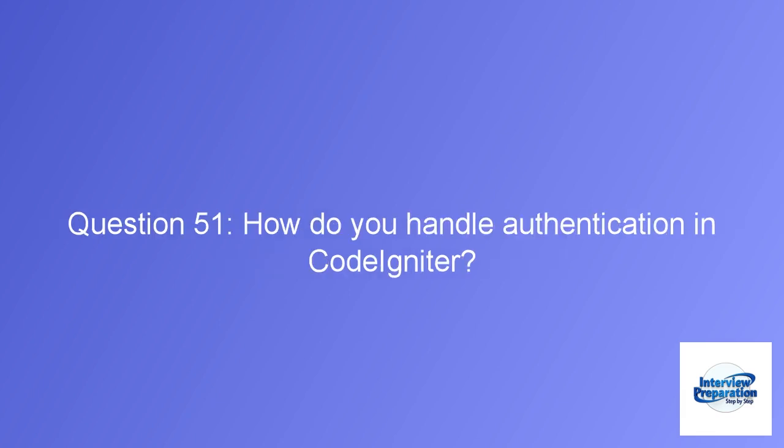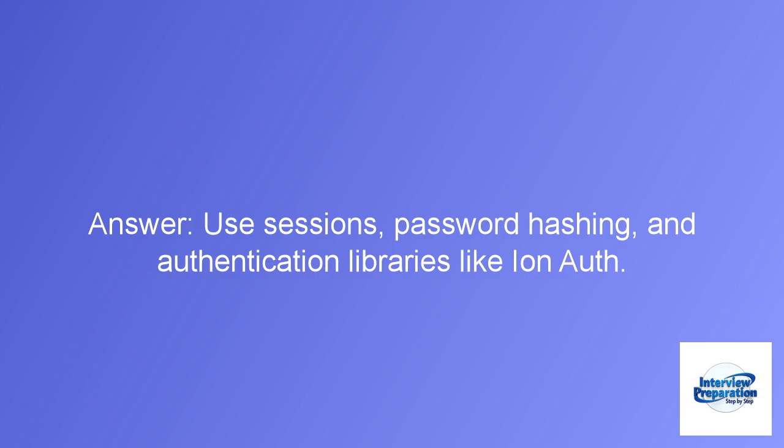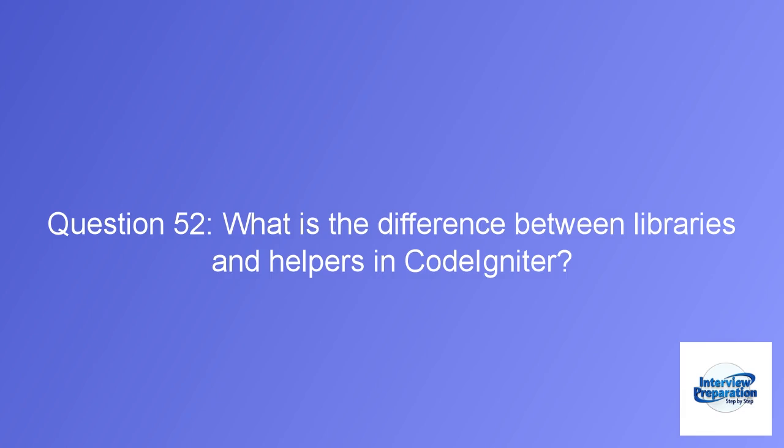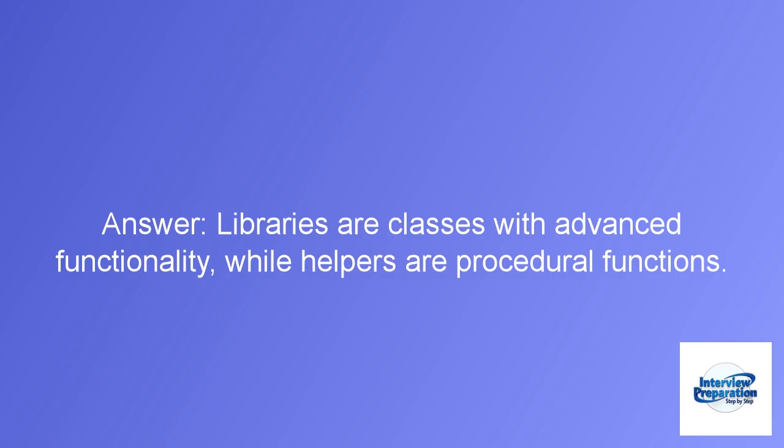Question 51. How do you handle authentication in CodeIgniter? Answer. Use sessions, password hashing, and authentication libraries like IonAuth. Question 52. What is the difference between libraries and helpers in CodeIgniter? Answer. Libraries are classes with advanced functionality, while helpers are procedural functions.